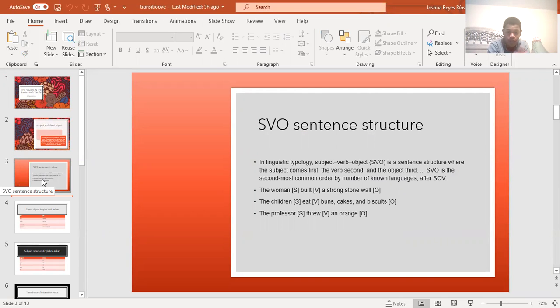Next is, the children eat buns, cakes, and biscuits. The children is the subject. Eat is the verb because they're eating. Buns, cakes, and biscuits are the object because that's what the action is directed towards. The verb always acts upon the object. The professor threw an orange. The professor, subject; threw, verb; an orange, object. Now, if you understand it, let's keep on going.